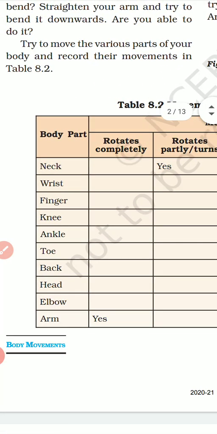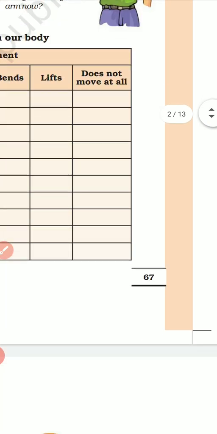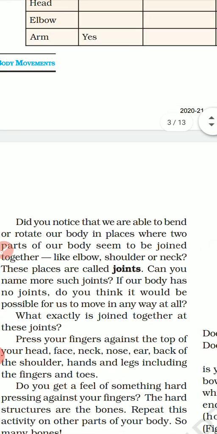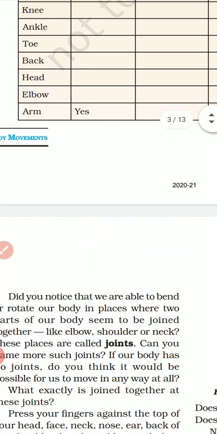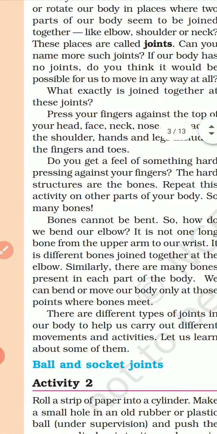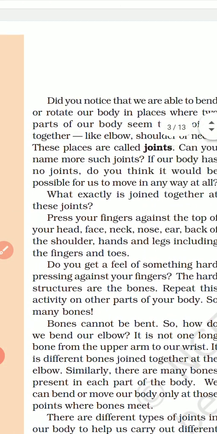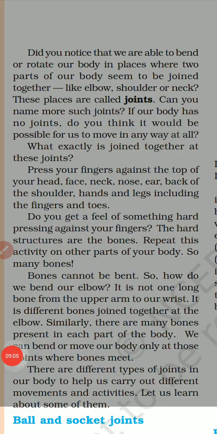So children, this you have to do. Neck rotates completely, wrist, finger, knee, ankle, all the body parts you have to do and complete this table, children. Once you are done with this table, ball and socket joints and all will start in the next period. Let me finish this.